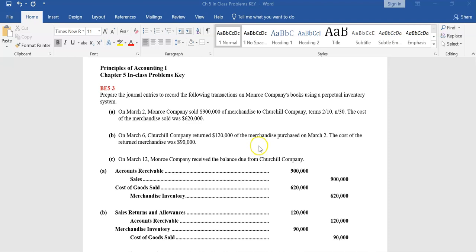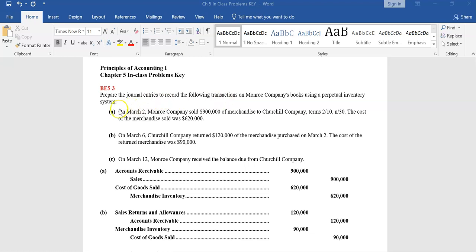Right, working through some example problems for Chapter 5. This chapter has us looking at the accounting for the purchase and sale of inventory. For this first example, we are going to prepare journal entries to record the following transaction on Monroe Company's books.